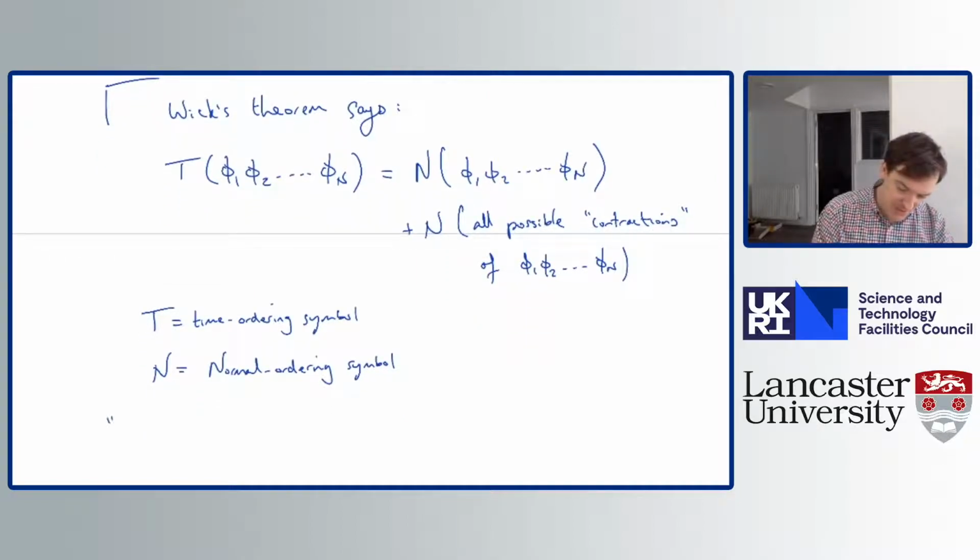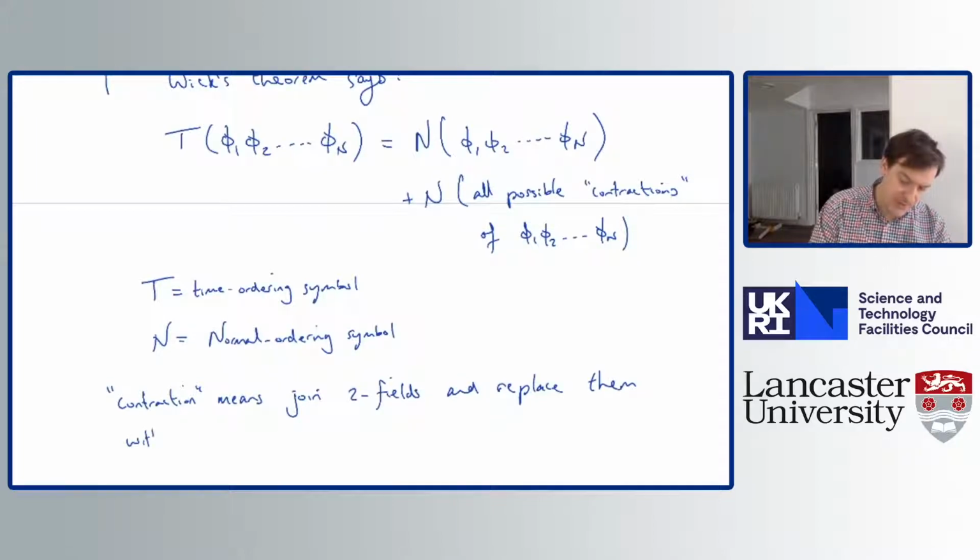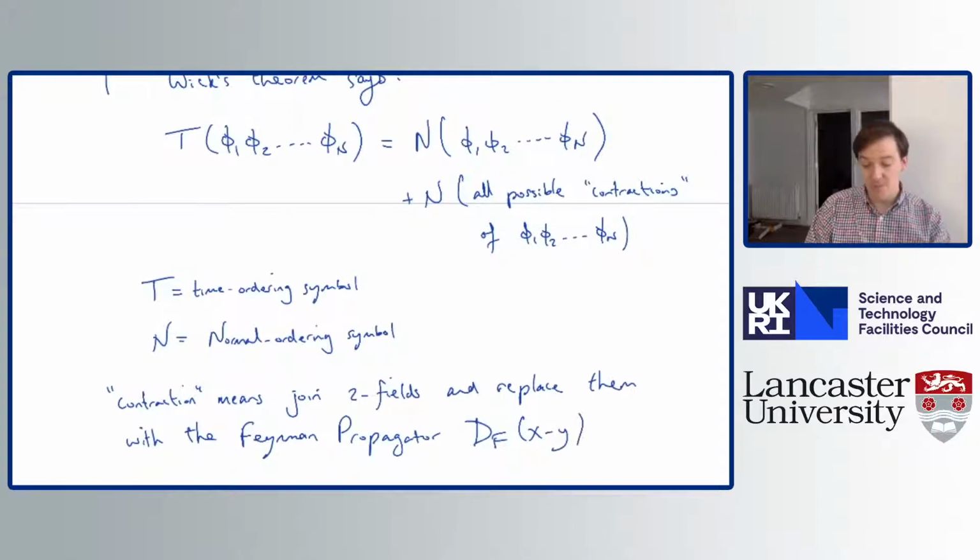And I've introduced this term contraction. To contract fields means to join together two fields. So contractions always occur between pairs. We contract a pair, and we replace it with a special object that we have met: the Feynman propagator. Remember, we introduced this special propagator, D_F, which tells us about propagating from one space-time point y to another space-time point x. The Feynman propagator was special because it also had time ordering built into it.